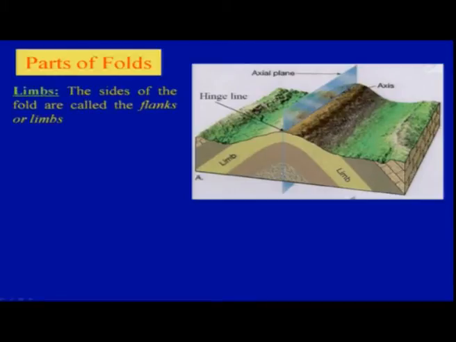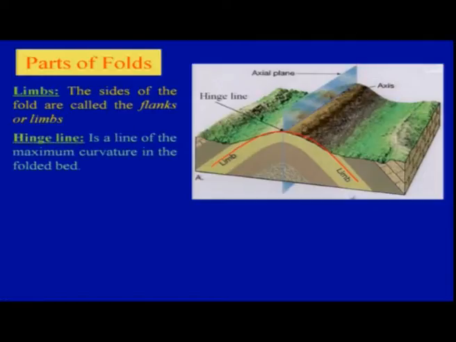Okay, so limbs, what we see here, these are the two limbs of the fold. One is here and another is there, either the left limb or right limb. The sides of the fold are called flanks or the limbs. Hinge line is a line of maximum curvature in the folded beds. So you have the maximum curvature over here, that will be your hinge point, and if you join multiple hinge points and connect the line, that is your hinge line.